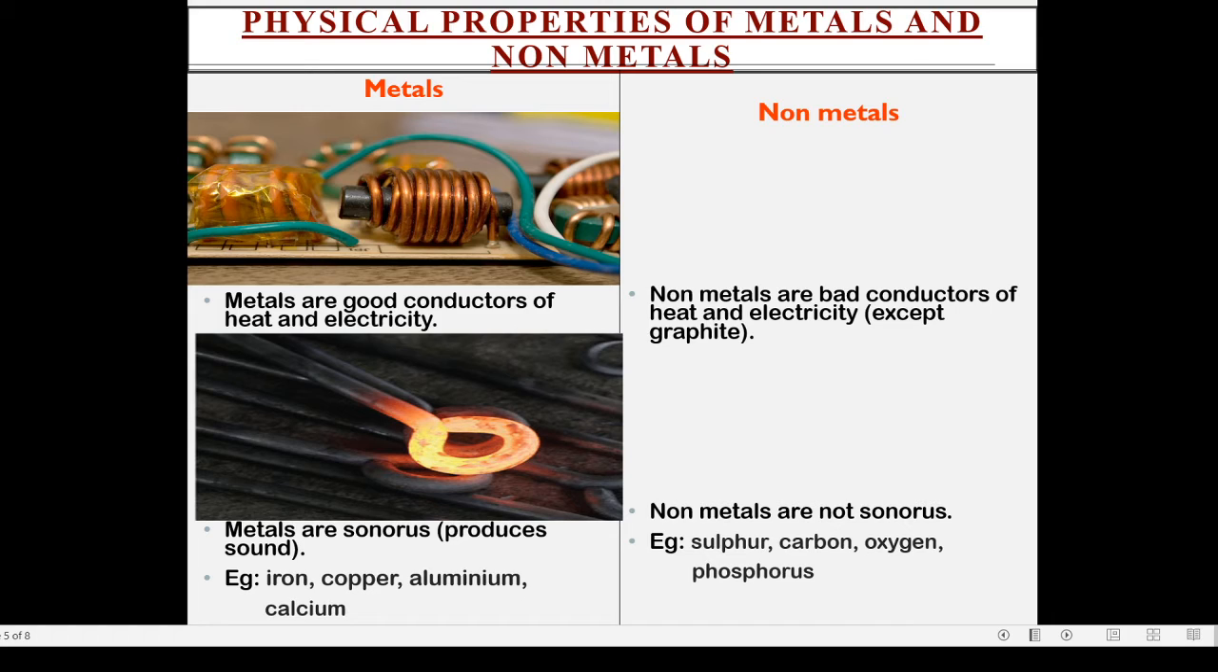Now, metals are sonorous. They produce sound. An example is a bell. When you ring the bell, it produces sound because the bell is made up of metal. Whereas non-metals are not sonorous. They do not produce any sound. What are examples of metals? Iron, copper, aluminium and calcium, etc. Even magnesium is an example of metals. Examples of non-metals are sulfur, carbon, oxygen and phosphorus.